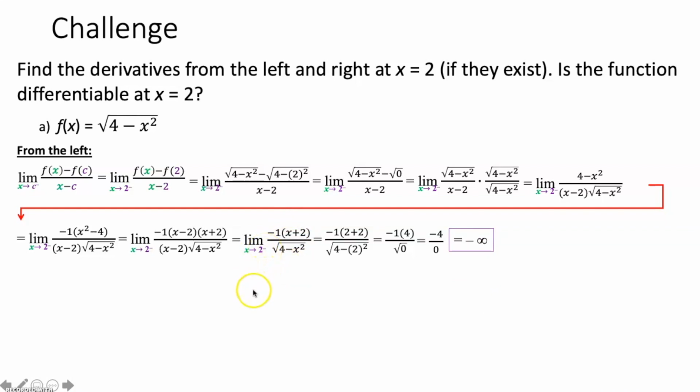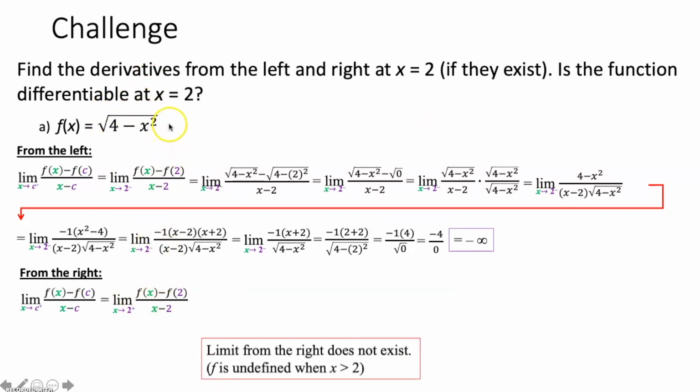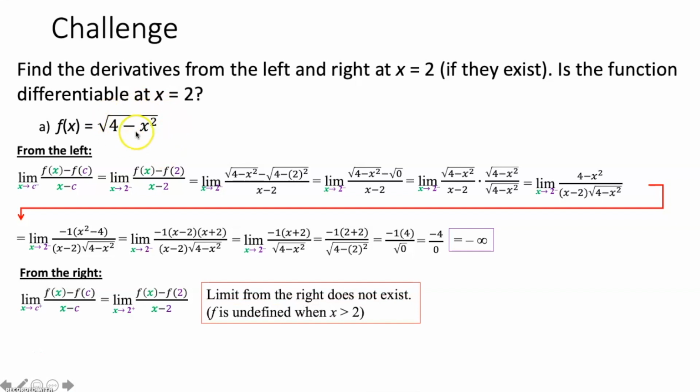So let's check now from the right. We use the same alternative form of the derivative, we're using the same function, but before we do this, look, we're plugging in x values coming in from the right of 2, like 2.1, 2.01. Wouldn't that make this under the radical negative? And then wouldn't that not exist? Wouldn't that be an imaginary number? So right away, we could say that limit does not exist because the function is not defined for any x greater than 2. So we can't take the limit as x approaches 2 from the right.